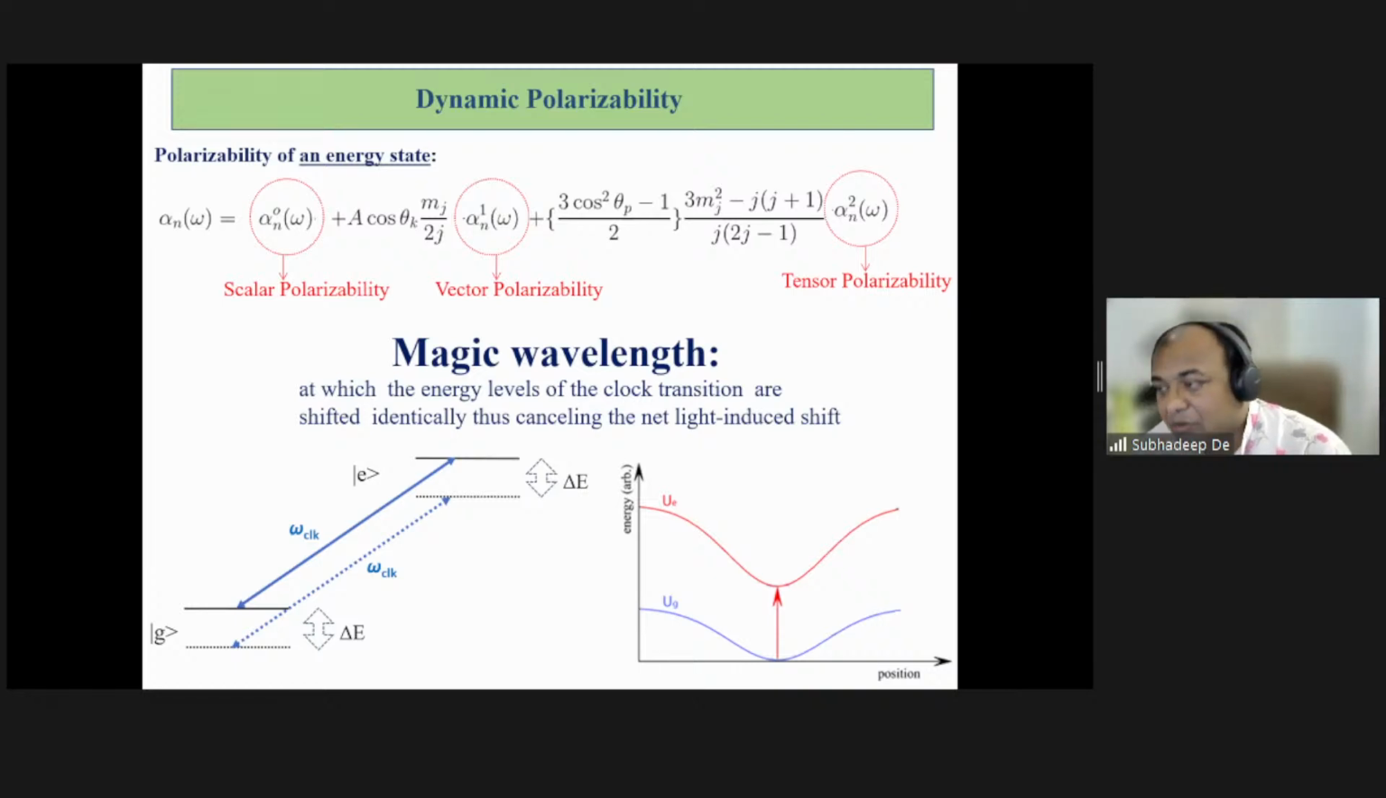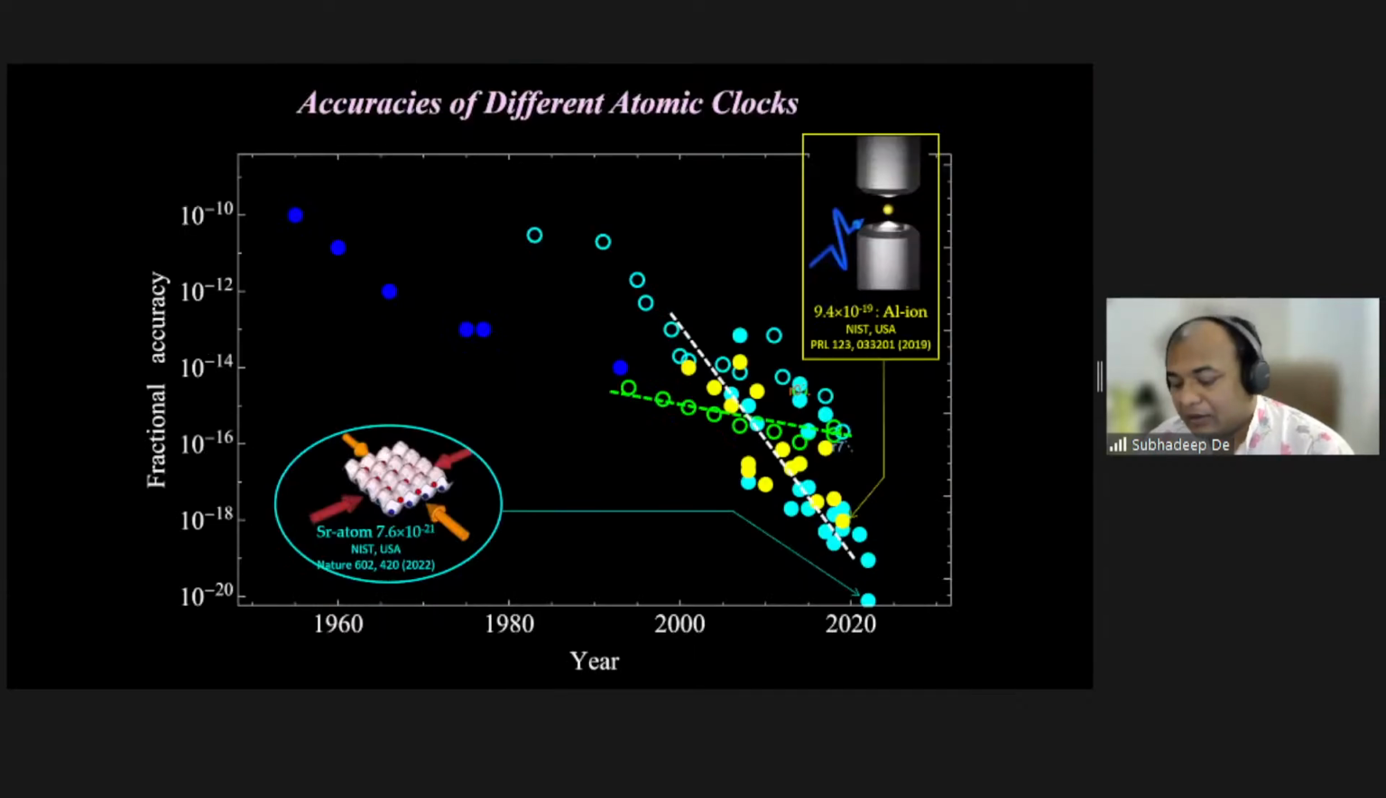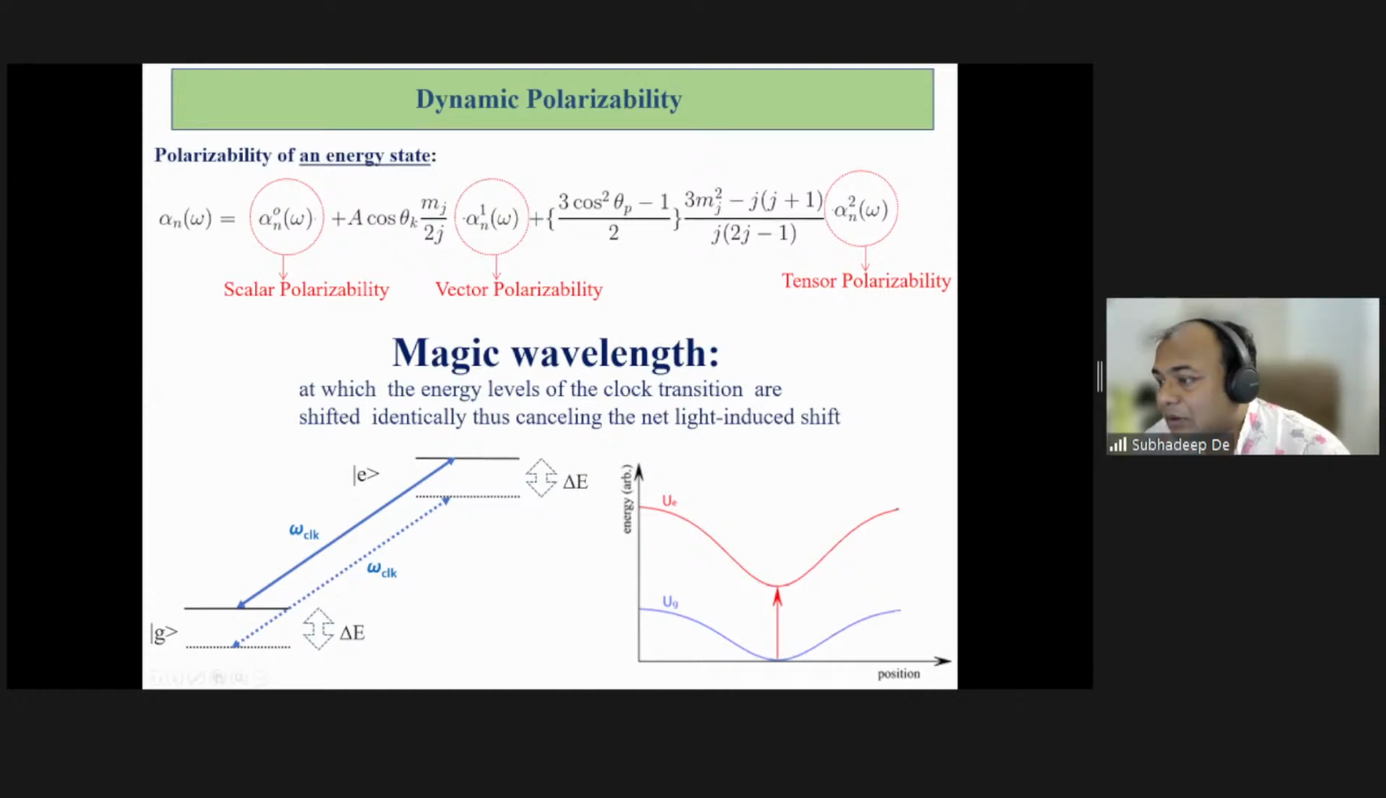And that's exactly what I told you. We have to find some particular wavelength where these shifts exactly cancel each other. That's called the magic wavelength. For example, as you see in this picture, this is the original states and this is the original clock transition, and these dotted lines are the shifted clock transition. But the amount of shift for this state and for that state is exactly the same and in the same direction. As a result, this shifted clock transition frequency is the same as the original clock transition frequency.